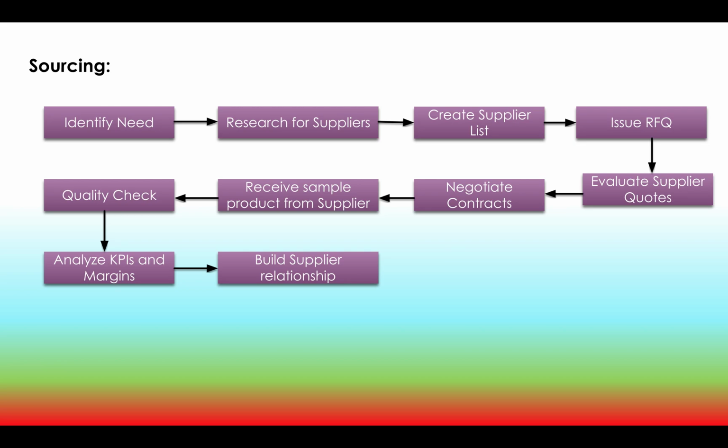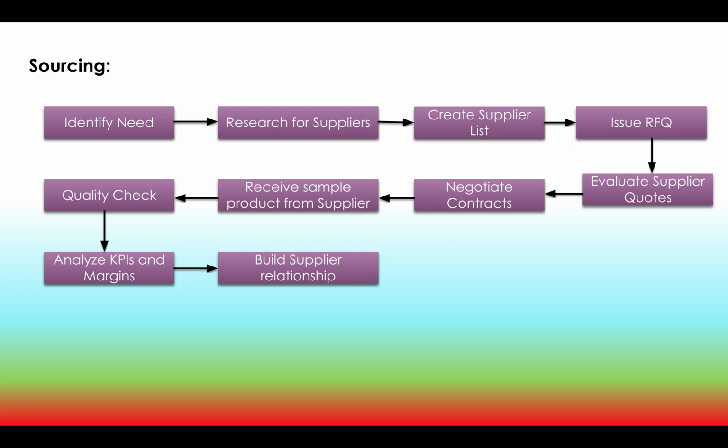A contract means an agreement between the supplier and the company. The agreement mainly describes terms like delivery terms, pricing terms, and different terms that can be discussed in the agreement contracts. After negotiating the contract, we ask the supplier to send a sample product.